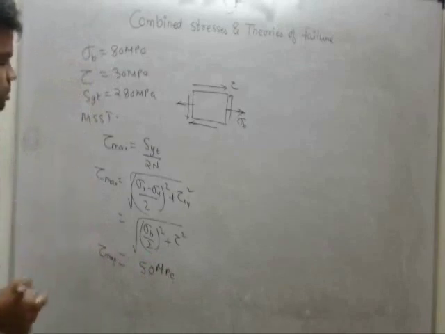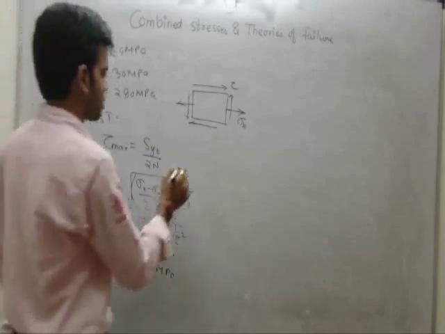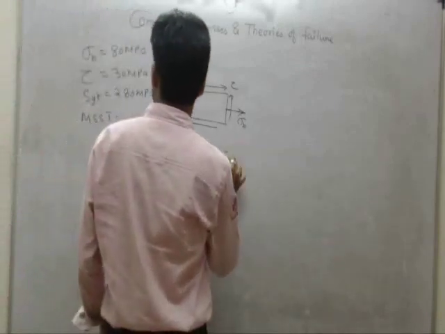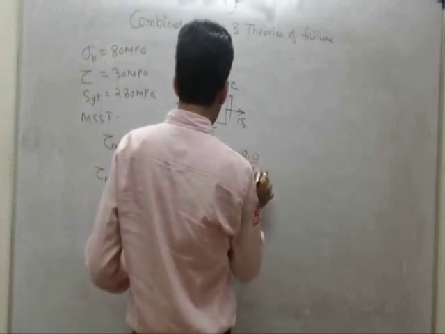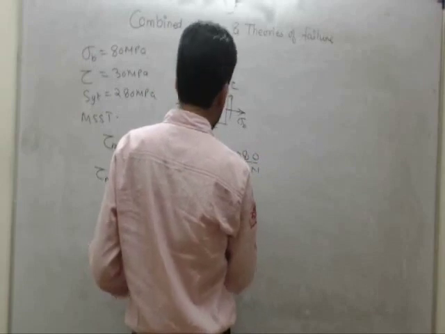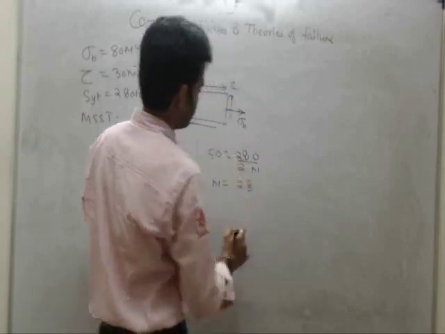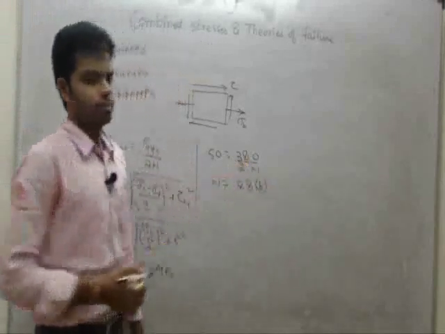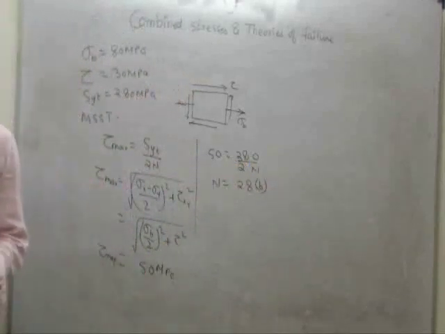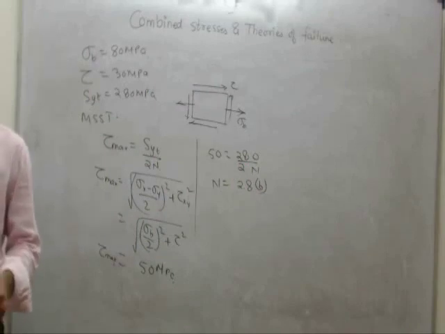Now use maximum shear stress theory. Tau max, this 50 megapascal, is equal to SYT by 2n. So this will be equal to 280 by 2n. From here we will get the value of factor of safety n as 2.8. So the answer is B. Okay, next question. Question number 5.